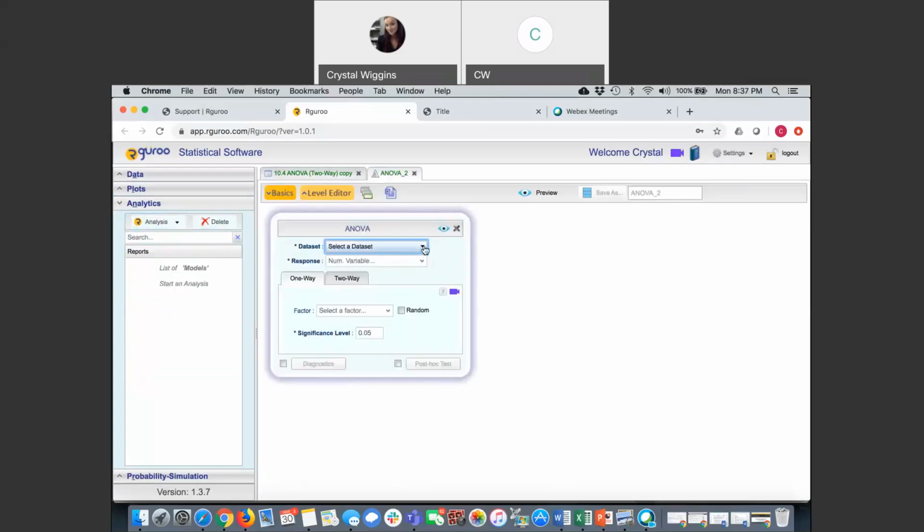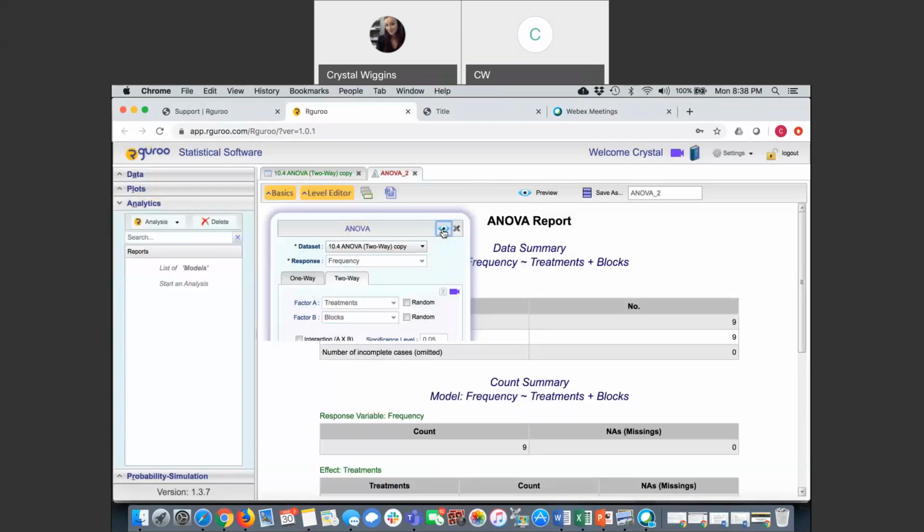We're going to select the data set. We are going to select frequency as the response variable. We're going to go to the two-way tab. Okay, we are testing for treatments, factor A, against their blocks, factor B. And we don't actually need any of these diagnostics or tests because we can't test for normality. We don't have enough data values. And the significance level was not mentioned. So if you recall, when the significance level is not mentioned, we default to 0.05. Click my preview button.